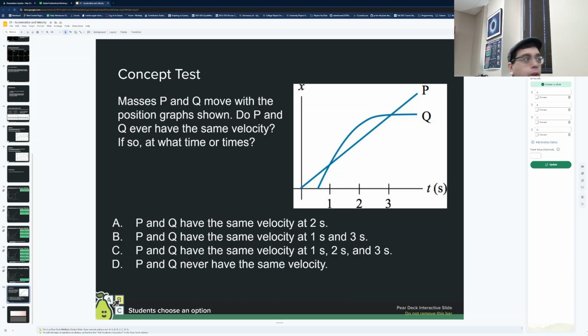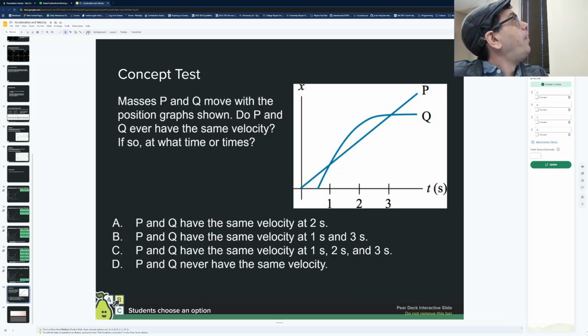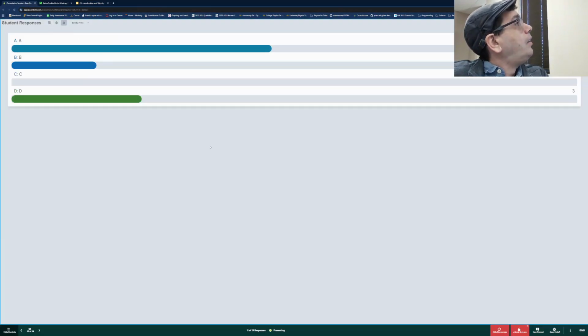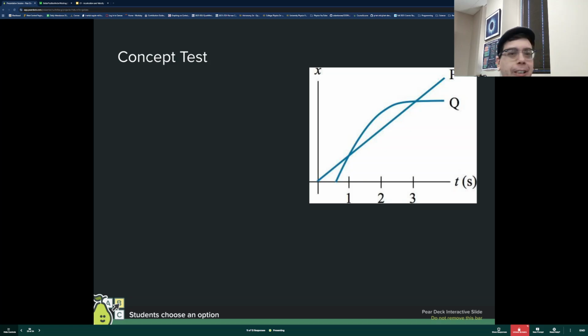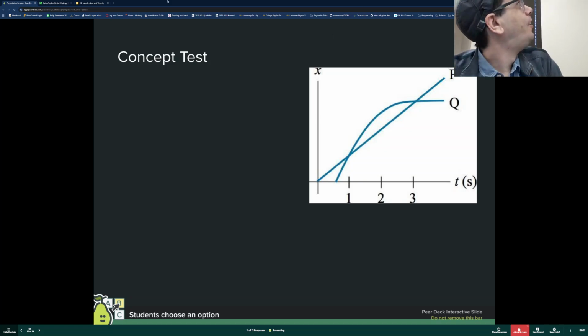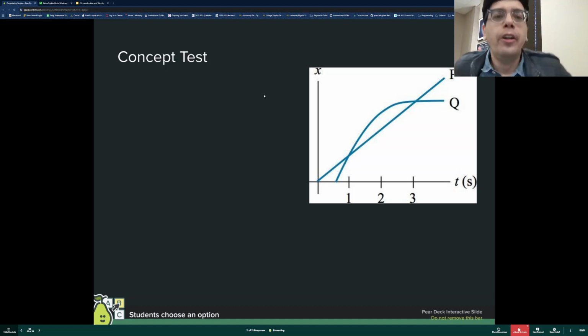Okay, so we have a majority vote for A. Let me go back to the. Where is my mouse? There we go. Majority vote for A, and that is the correct answer, I think. Let me just double check what the options were again. That one was just the 2 seconds, right? Yes, sir. Okay, so how can we tell?